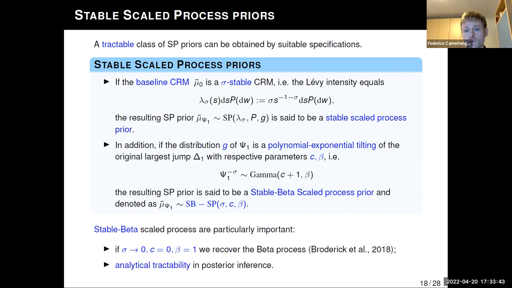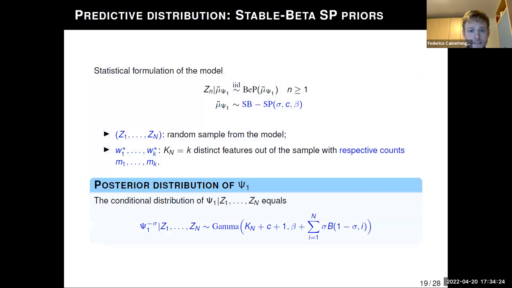The stable beta scaled process prior is a very useful choice because this is a tractable model. And it's not difficult to show that in this case, the posterior distribution of C1 to the power minus sigma is a gamma with the parameters C plus 1 and beta, where C and beta are the parameters of the polynomial exponential tilting. It's also interesting to underline that the beta process may be recovered as a limiting case. And as I said, you get analytical tractability to face posterior inference.